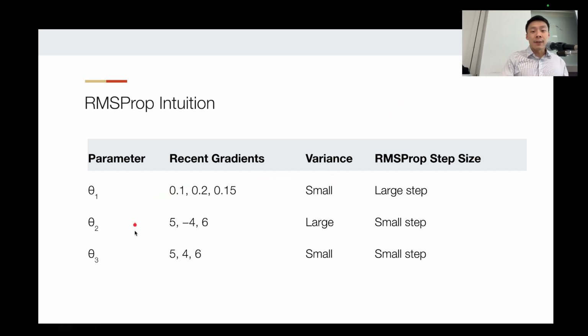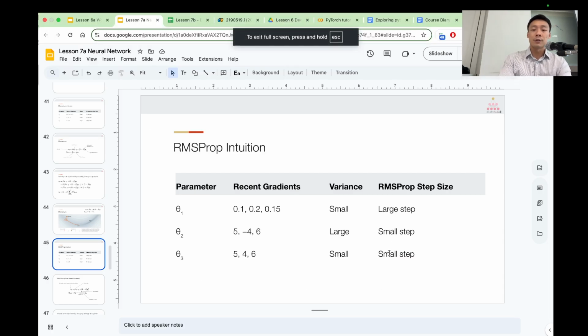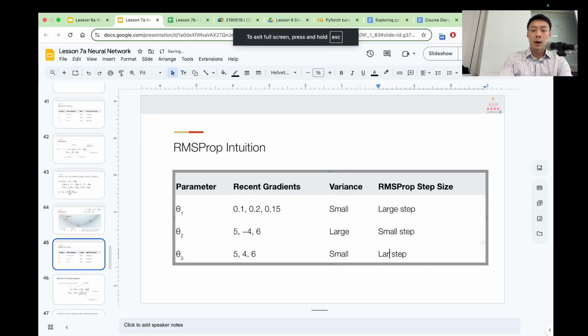But on the other hand, if you get something like this, right? The variance is so large, that means you are bouncing around. You get gradients that are not the same each time. Since they bounce around, you should take a smaller step. Okay? For this one as well, right? You can see that it should be very small. It should be large as well. Sorry. Large step as well.